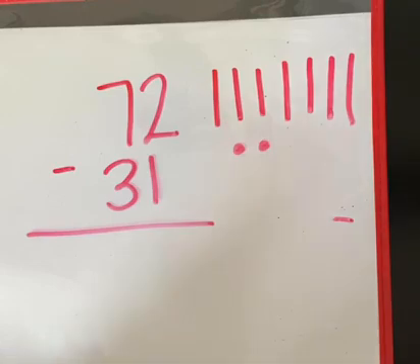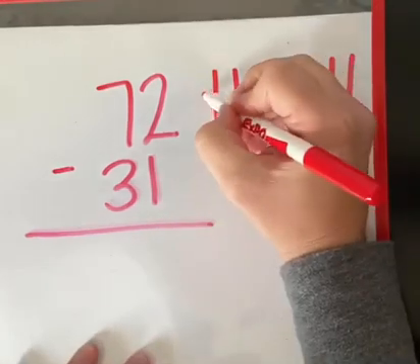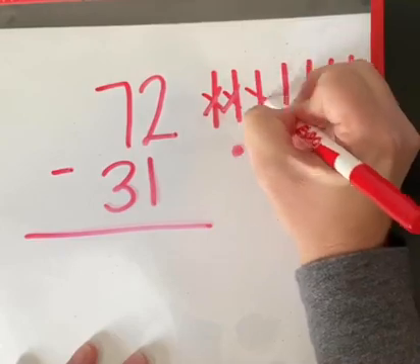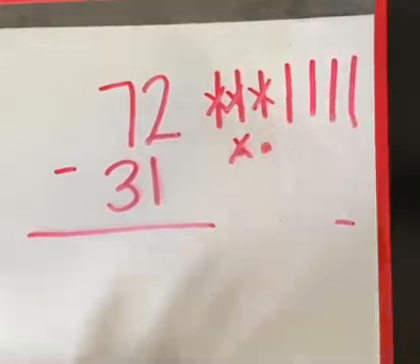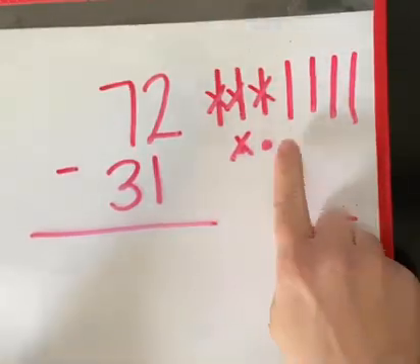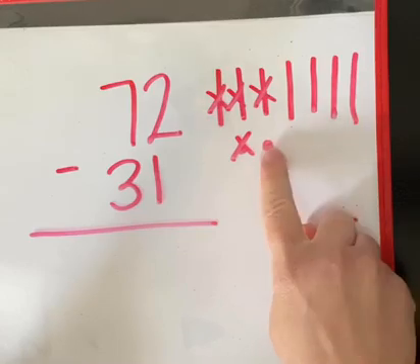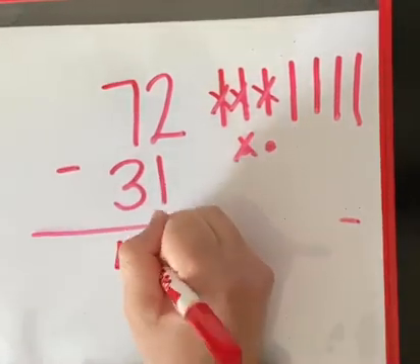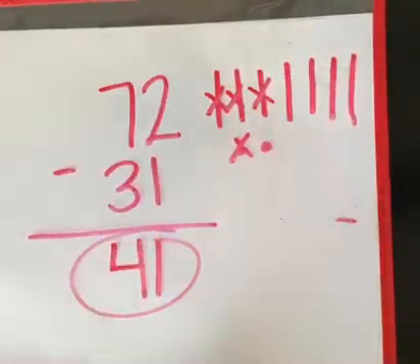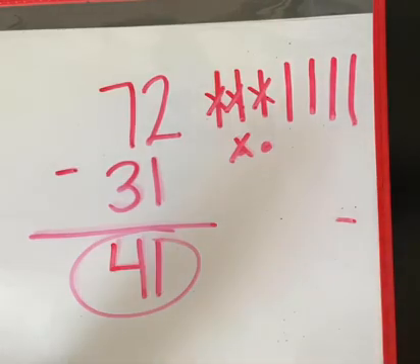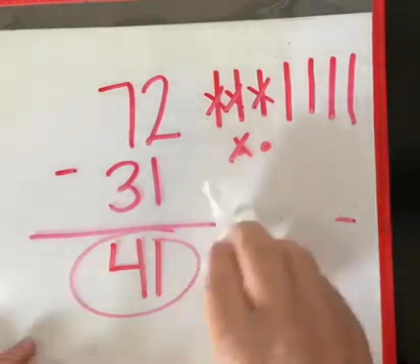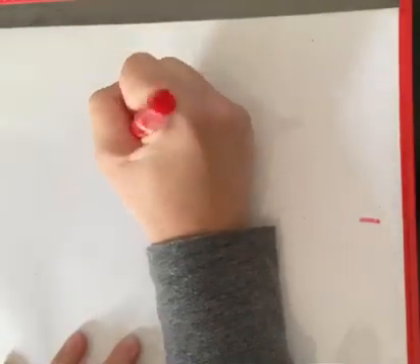So what I simply do is I just cross it out. 10, 20, 30, 31. And then I count what's left. 10, 20, 30, 40, 41. And that's my answer. Okay, let's try it with the one where we have to borrow from the 10s. You have to be nice and neat when you're doing this because it can get a little tricky if you don't.